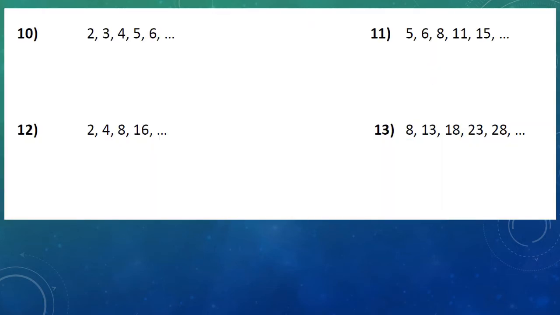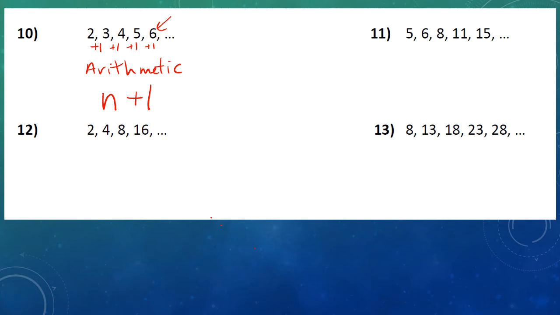So now we're given these sequences. We have to determine whether they're arithmetic, geometric, or neither, and also identify the rule that goes with these. For our first one, we have 2, 3, 4, 5, and 6. Our rule is we are adding 1 to get to the next number. And so we call that an arithmetic sequence. Our rule for this is n plus 1. So if we wanted to find out what the next number was, we would just add 1 to the last term in the sequence to get our next number.